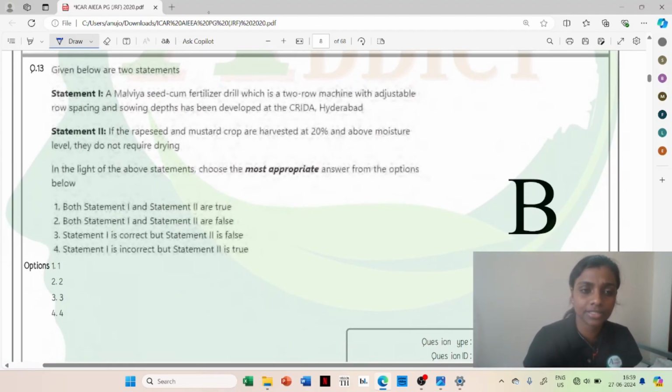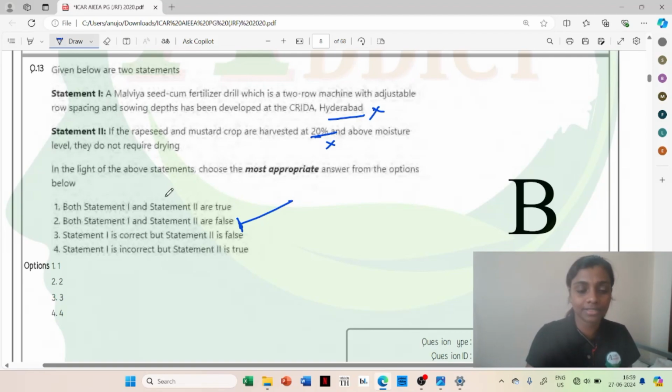Next is also a general agriculture question. From later years like 2021, 2023, statement type questions also came in the general agriculture part, and in the 2020 paper. Okay, the Malvia seed cum fertilizer drill, which is a two-row machine with adjustable row spacing and sowing depths, has been developed at CRIDA, Hyderabad. And if rapeseed and mustard crops are harvested at 20% and above moisture level, they do not require drying. Both the statements are wrong. So the option here is both statements 1 and 2 are false.